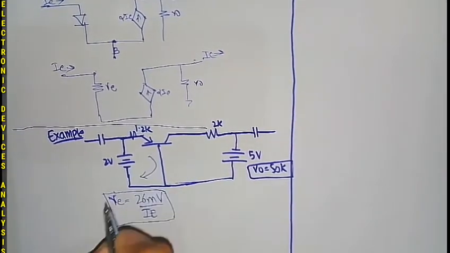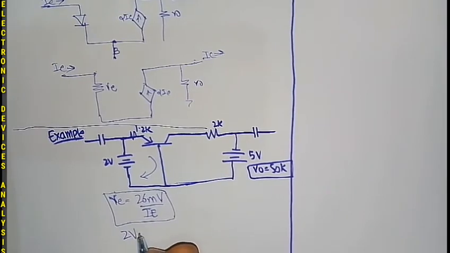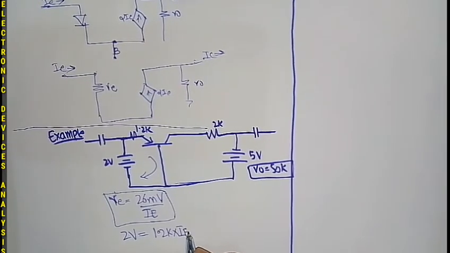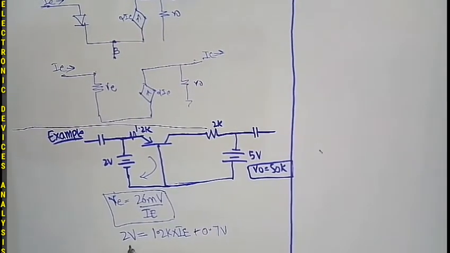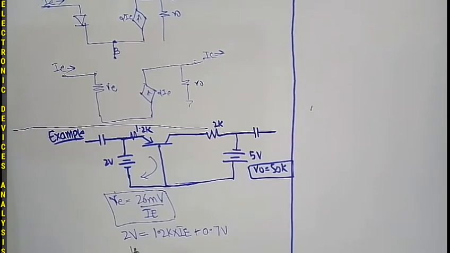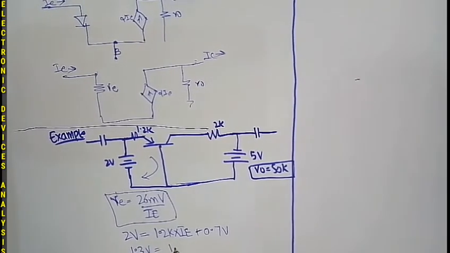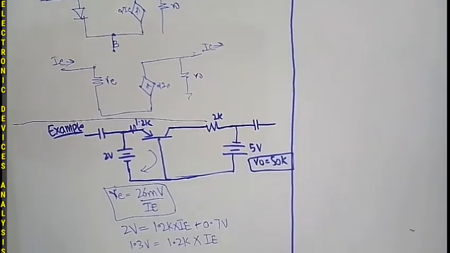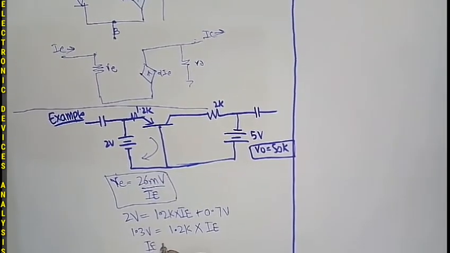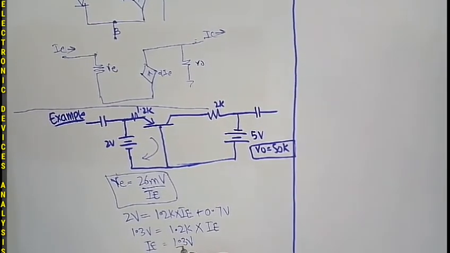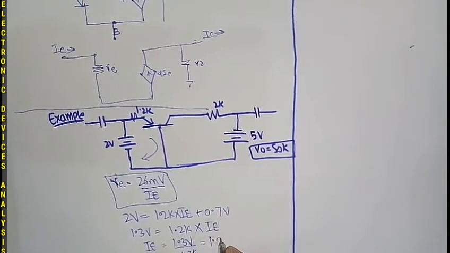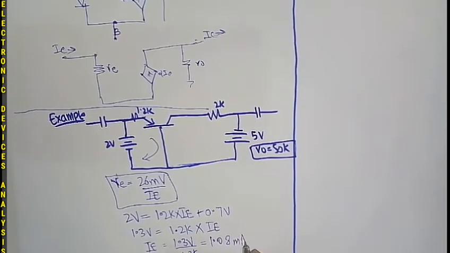Now from the input loop of the transistor you can calculate it: 2 volts will be equal to the voltage drop across this resistance, 1.2k times IE, where IE is the DC current, plus the 0.7 volts drop. So 2 minus 0.7 volts is 1.3 volts, which equals 1.2k times IE. Now the value of IE will be equal to 1.3 volts divided by 1.2k. So the answer of IE will be 1.08 milliamps.